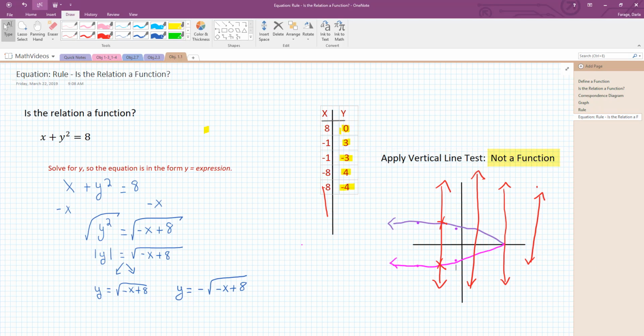So you can see it on the equation level, you could make a table of values and see it on that level, or you could graph it and see it by applying the vertical line test, but either way, this relation is not a function.